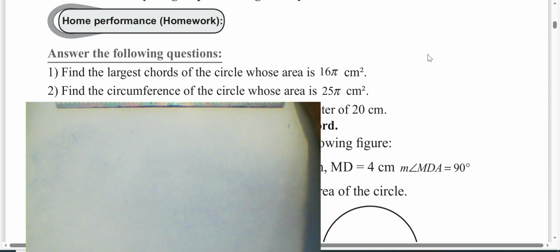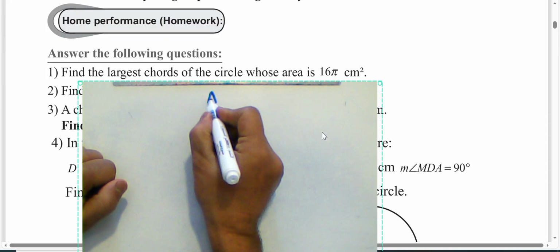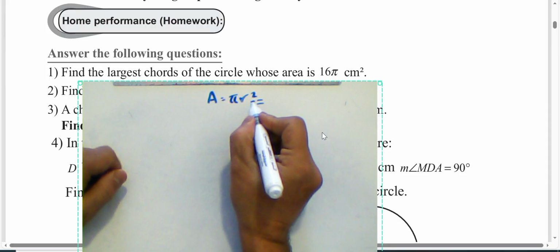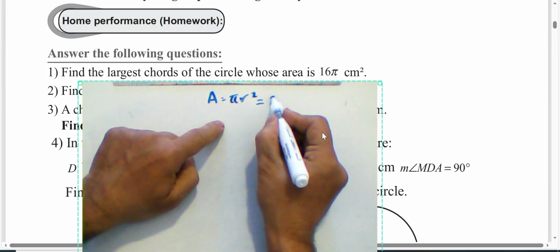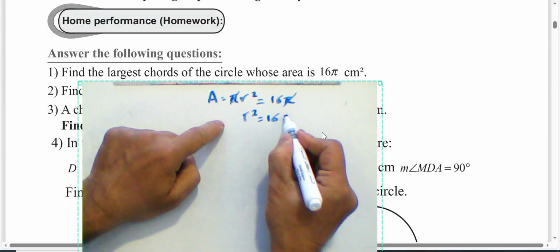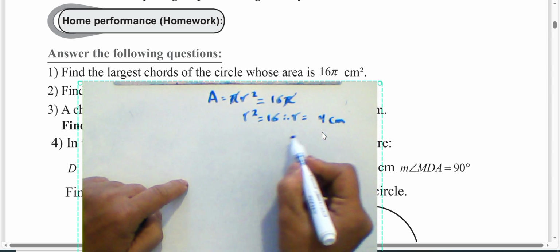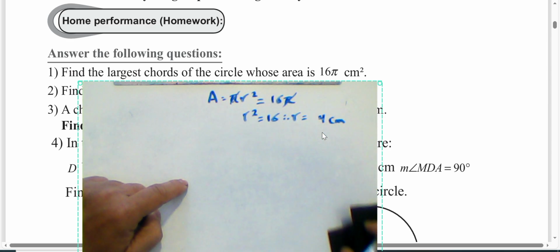Prep 3. Today we'll solve home performance A for week number 1, geometry. First question, find the largest chord of a circle whose area is 16 pi. We know the area of the circle equals pi r squared. Then pi r squared equals 16 pi. We can divide by pi, then the radius squared equals 16. Then the radius equals the square root of 16, which equals 4 centimeters.